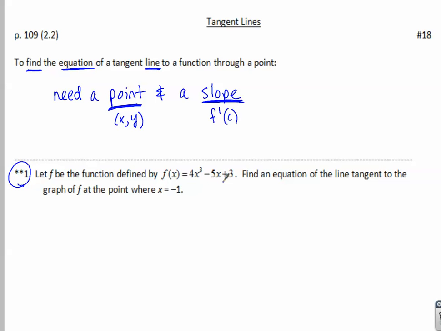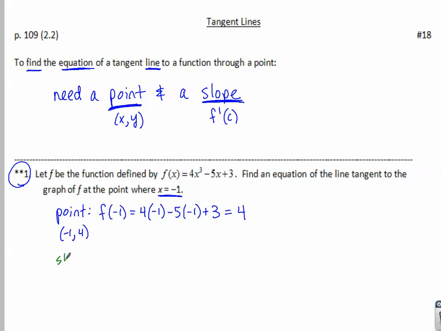Number 1. Let f be this function. Find an equation of the line tangent to the graph at the point where x equals -1. Well, remember the two things we need. First, we need a point. We have part of the point. We have the x value. How do we find the y? That's right. Plug it in. Plug it into that function that we're given. So that's what I'm doing here. Let's plug it into that function. Evaluate that, get our point. That looks like the y value is 4. So we know that our point is -1, 4.